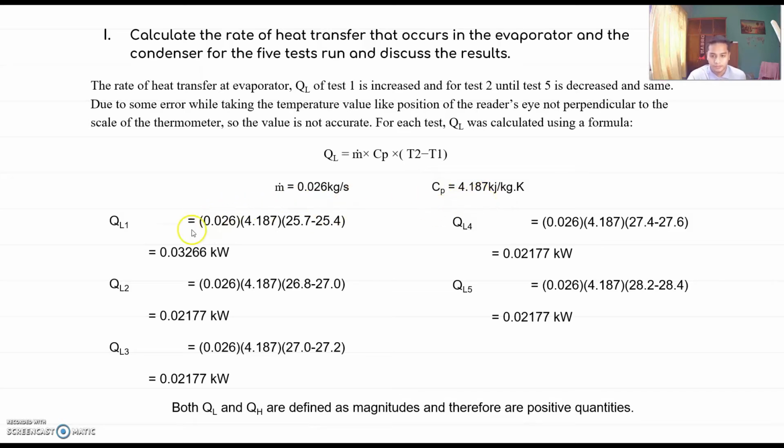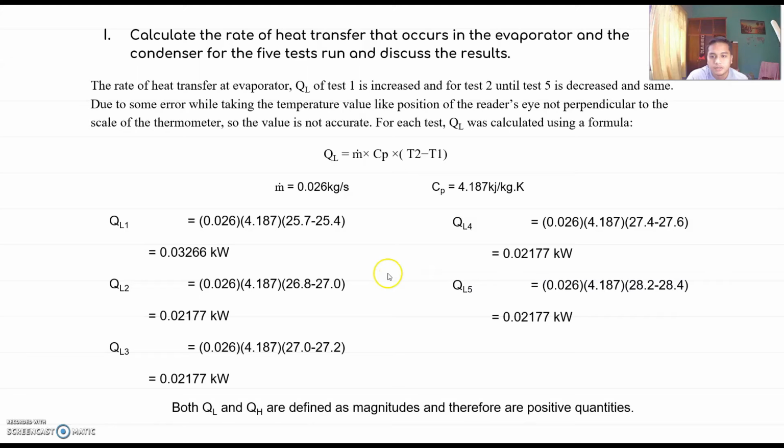For test 1, we get the value 0.03266 kilowatt, and test 2 0.02177 kilowatt, test 3 0.02177 kilowatt, and test 4 0.02177 kilowatt, and test 5 0.02177 kilowatt. And for the value, we define it as magnitude, and therefore it is a positive quantity.